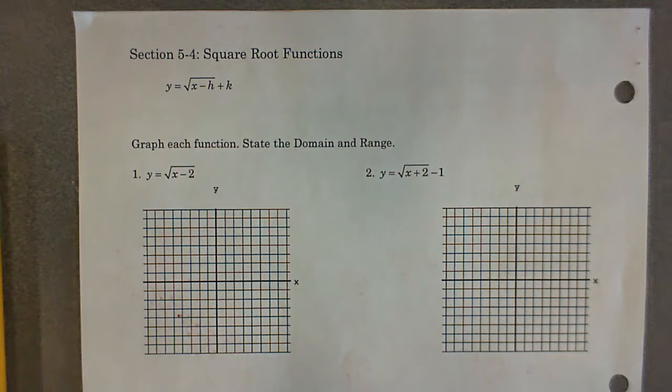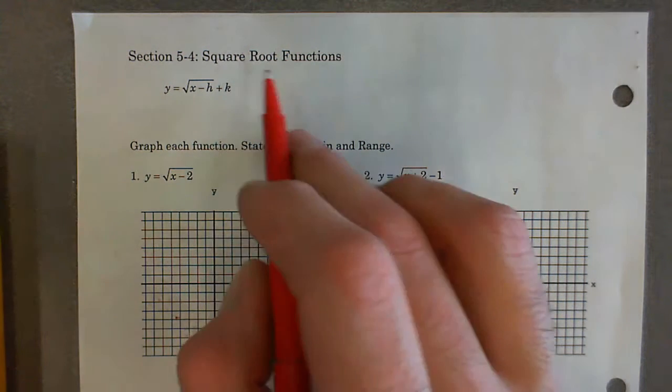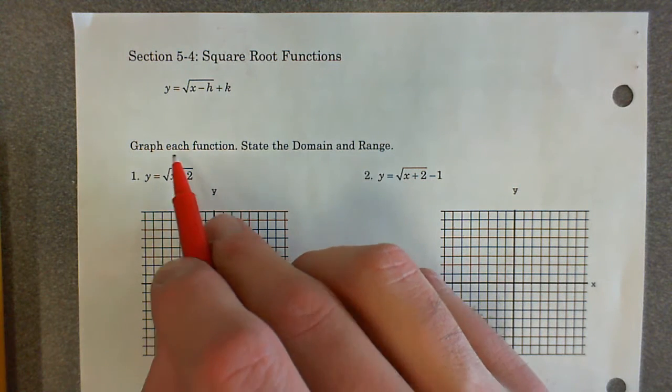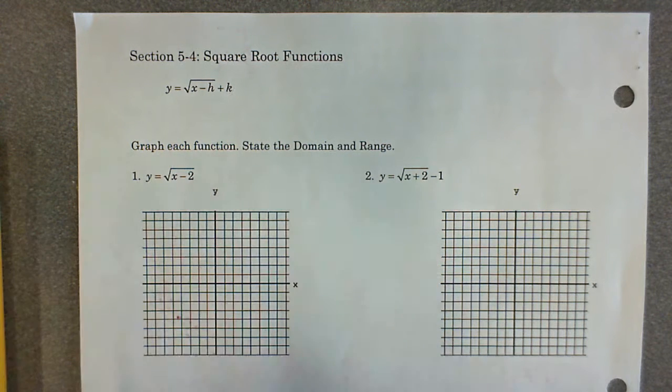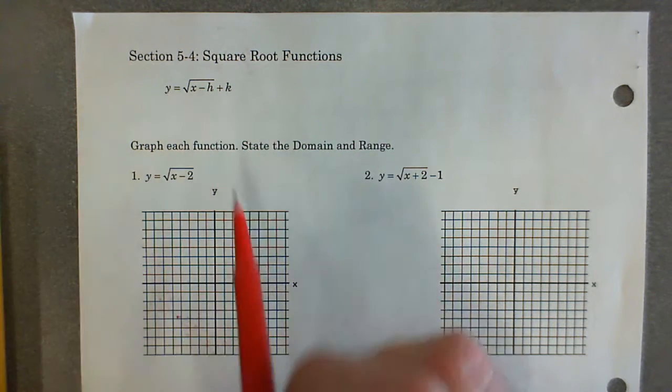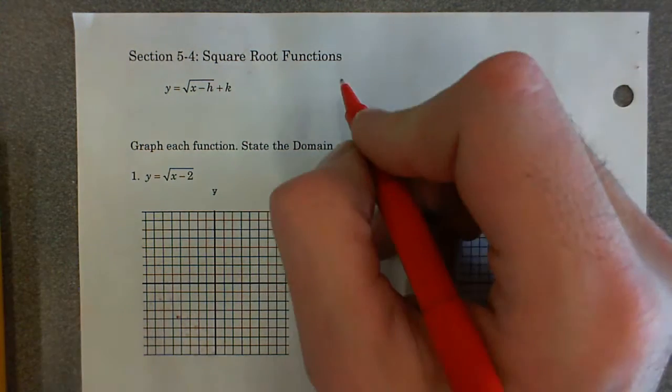Okay, on the back side of your notes, we're still in section 5.4. Now we're going to look at just graphing the square root functions themselves. Let's just say we start off with the original square root function. We're not finding it as part of an inverse, we're just asked to graph a square root. Well, the equation of a square root function is very similar to a quadratic.